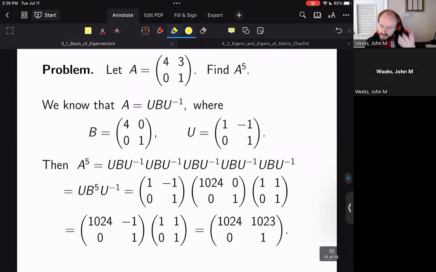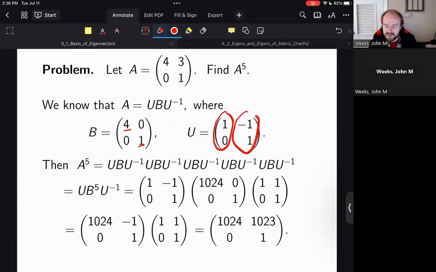Big fan of it. So for example, let's say right here we have A equals [[4, 3], [0, 1]], and we want to find A to the 5th. This was our example from a couple of slides ago. Well, we know that A can be written in the following way: A equals UBU inverse, where B is this diagonal matrix. This is going through and calculating our eigenvalues for this, and U is our transition matrix consisting of eigenvectors.